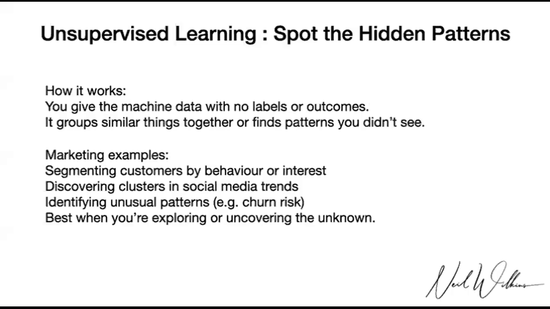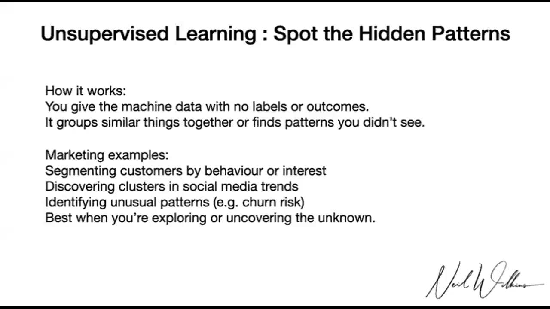So how this works is you give the machine data with no labels or outcomes and just let it group similar things together or find patterns that you couldn't see because the data was complex, or there were many variables, or there were many possible correlations between the data sets. And so your unsupervised learning, machine learning AI, is going to be able to spot hidden patterns. So this is kind of next level over and above supervised learning.